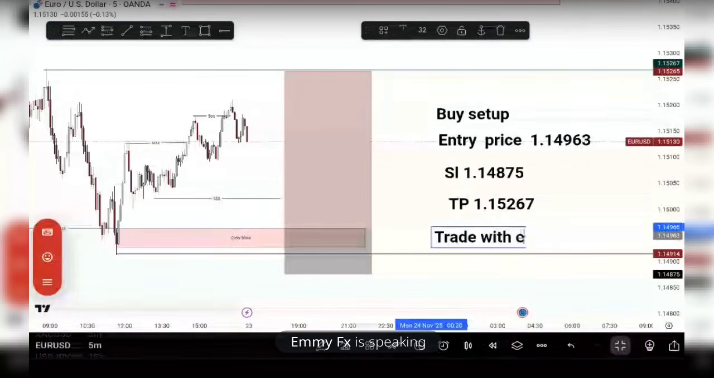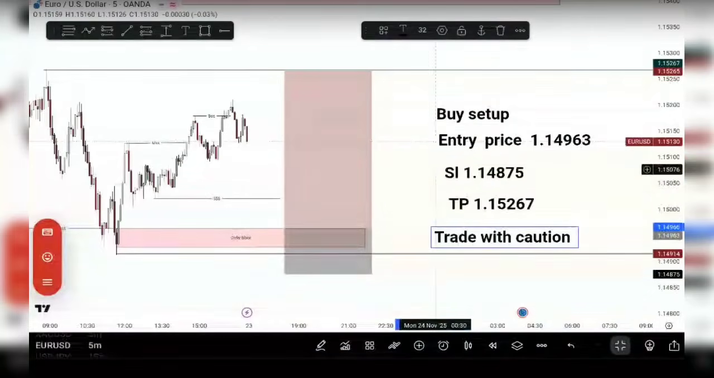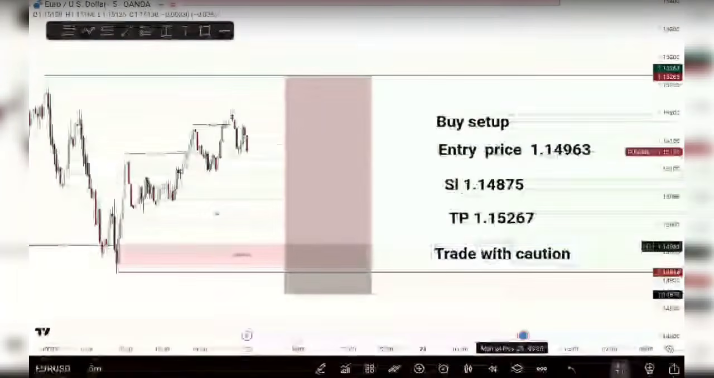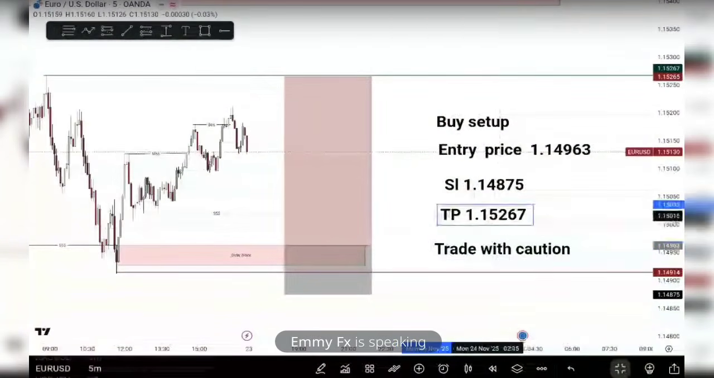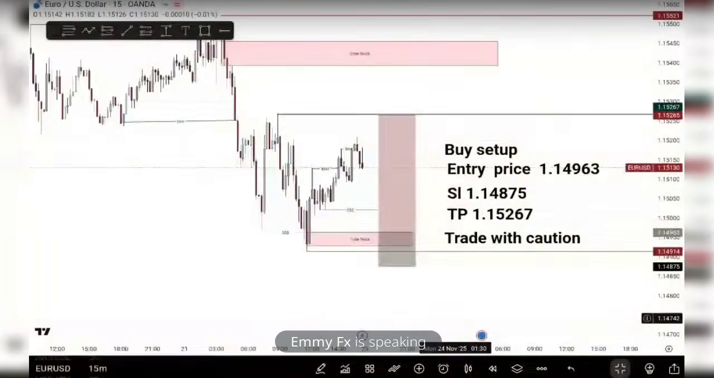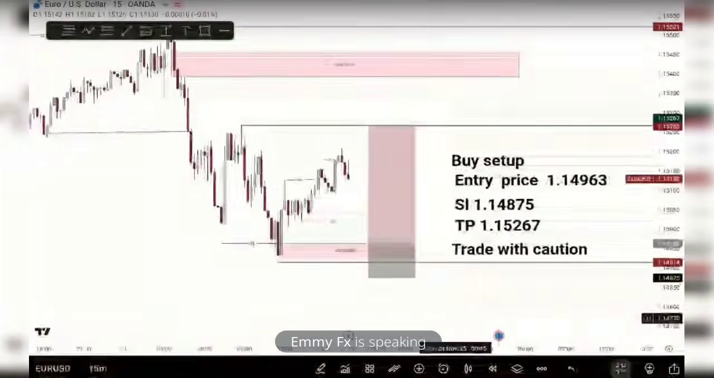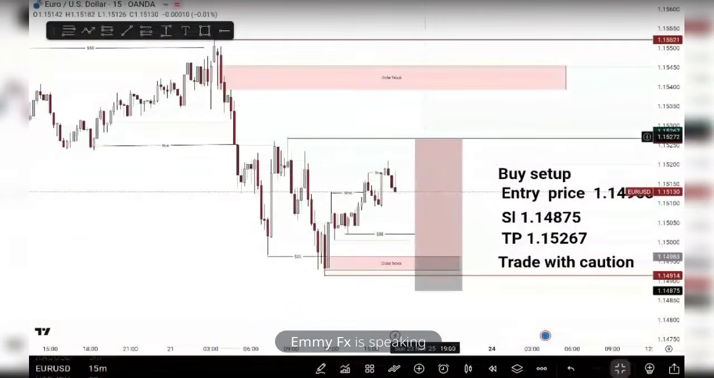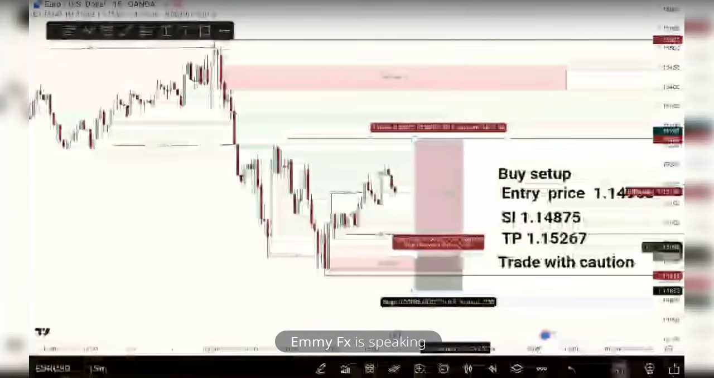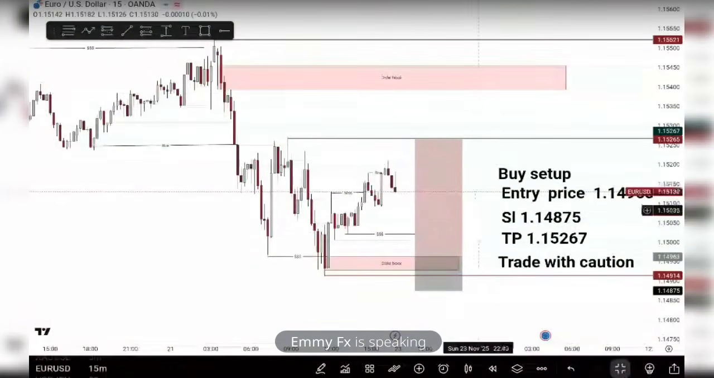Always trade with caution, when this can happen in the markets. As I said, before going from this, wait for price from this demand supply zone here. Let's try to know that we can catch a buy from here to here, to take profit from here.